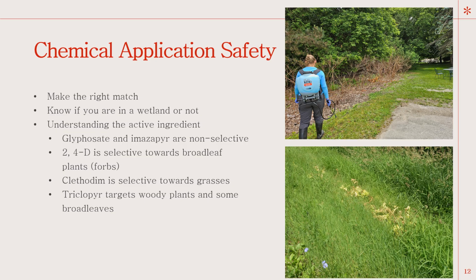The product 2,4-D is a selective herbicide towards broadleaf plants or forbs, so most of your flowering species like thistles, clovers, dame rockets, and wild parsnip. It will kill these plants but not harm the surrounding grasses. In other words, it won't create that large dead spot like glyphosate or imazapyr would. So we use 2,4-D for treatment of wild parsnip, which you can see in this bottom picture.